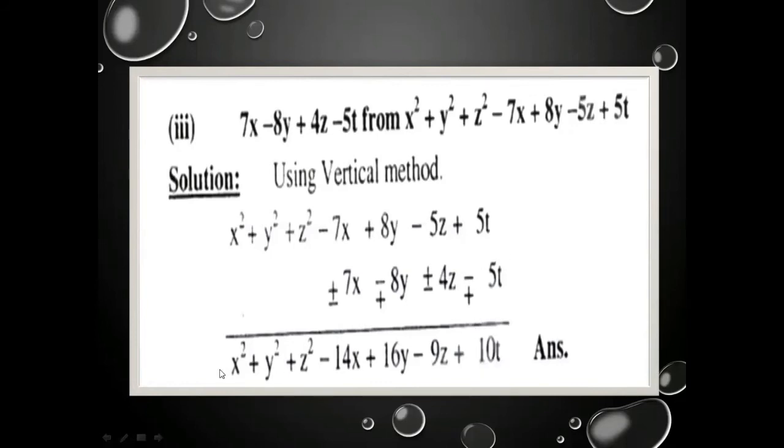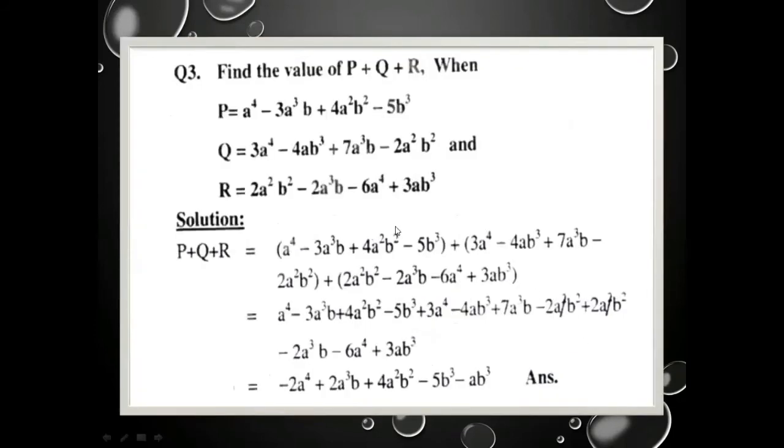So the overall answer is x square plus y square plus z square minus 14x plus 16y minus 9z plus 10t. Now we are taking question number 3, which is quite a different question. According to the question, find the value of p plus q plus r, where p, q and r are complete polynomials that are given.